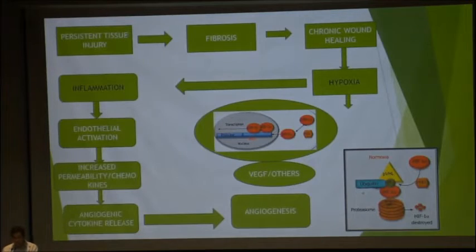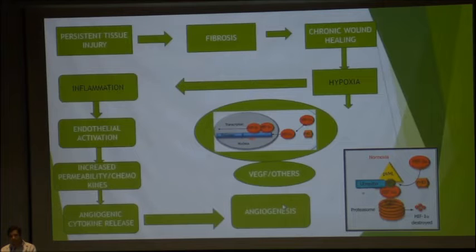This slide depicts the two main actors for angiogenesis, which include inflammation as well as hypoxia. There's a persistent tissue injury causing inflammation. The inflammation triggers an endothelial activation. The endothelial activation causes increased permeability and chemokines, causing an angiogenic cytokine release. Also, hypoxia triggers HIF-1 alpha, thereby stimulating VEGF as well as the other markers, causing angiogenesis.